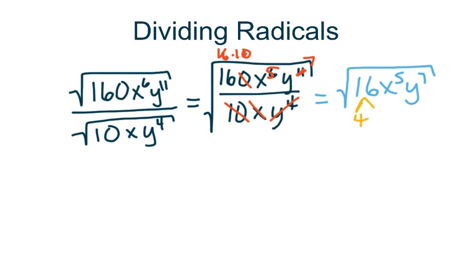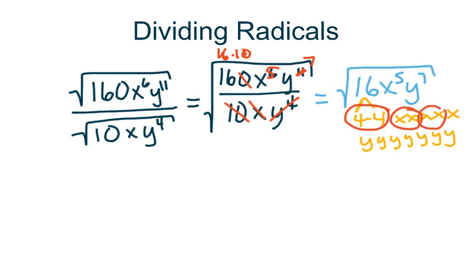16 is actually a 4 times a 4. We have 5 x's: 1, 2, 3, 4, 5, and we have 7 y's: 1, 2, 3, 4, 5, 6, 7. Because it is a square root, it's like there's a little 2 up here. Now we're looking for 2 in a group. So we have 2 4's. Here are 2 x's, here another 2 x's. Here's 2 y's, here's 2 y's, and here's another 2 y's.